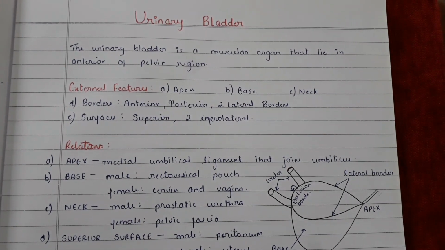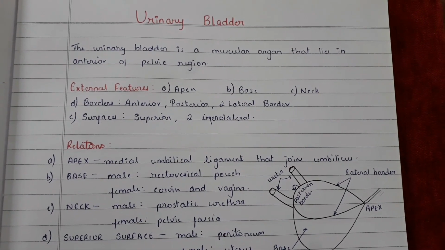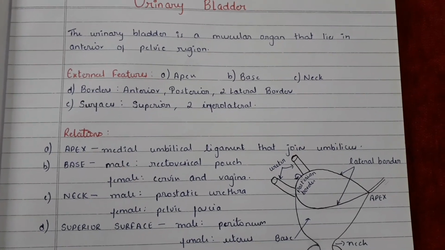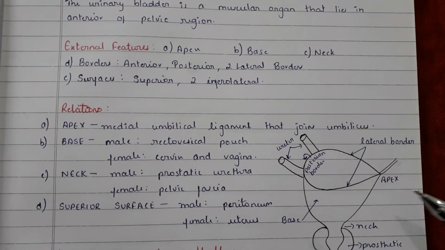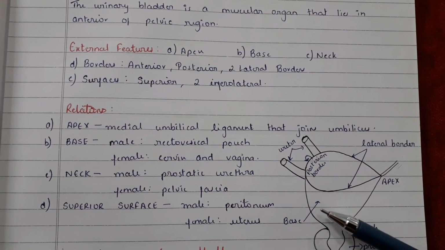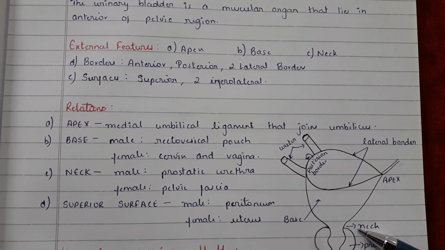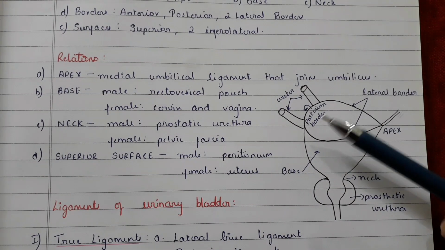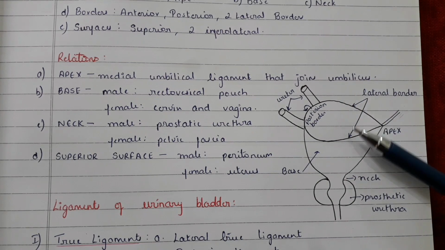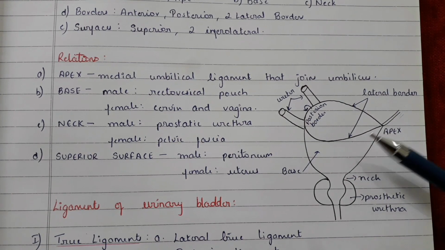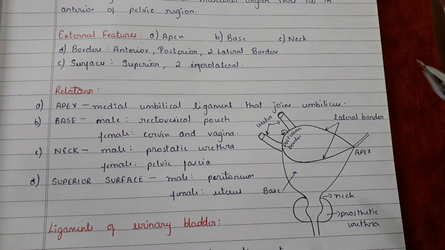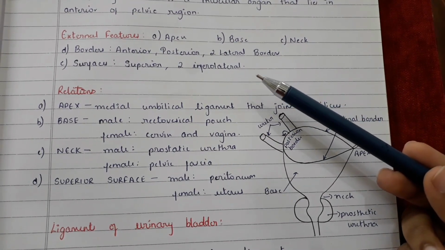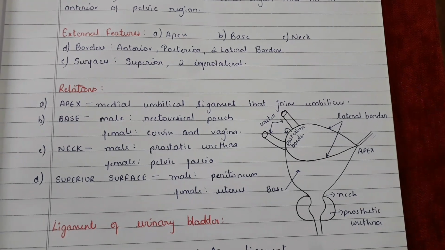The urinary bladder is a muscular organ that lies anterior to the pelvic region. In the external features, we have the apex, the base, and the neck. In the borders, we have the anterior border, the posterior border, and two lateral borders. And the surfaces include the superior surface and the two inferolateral surfaces.